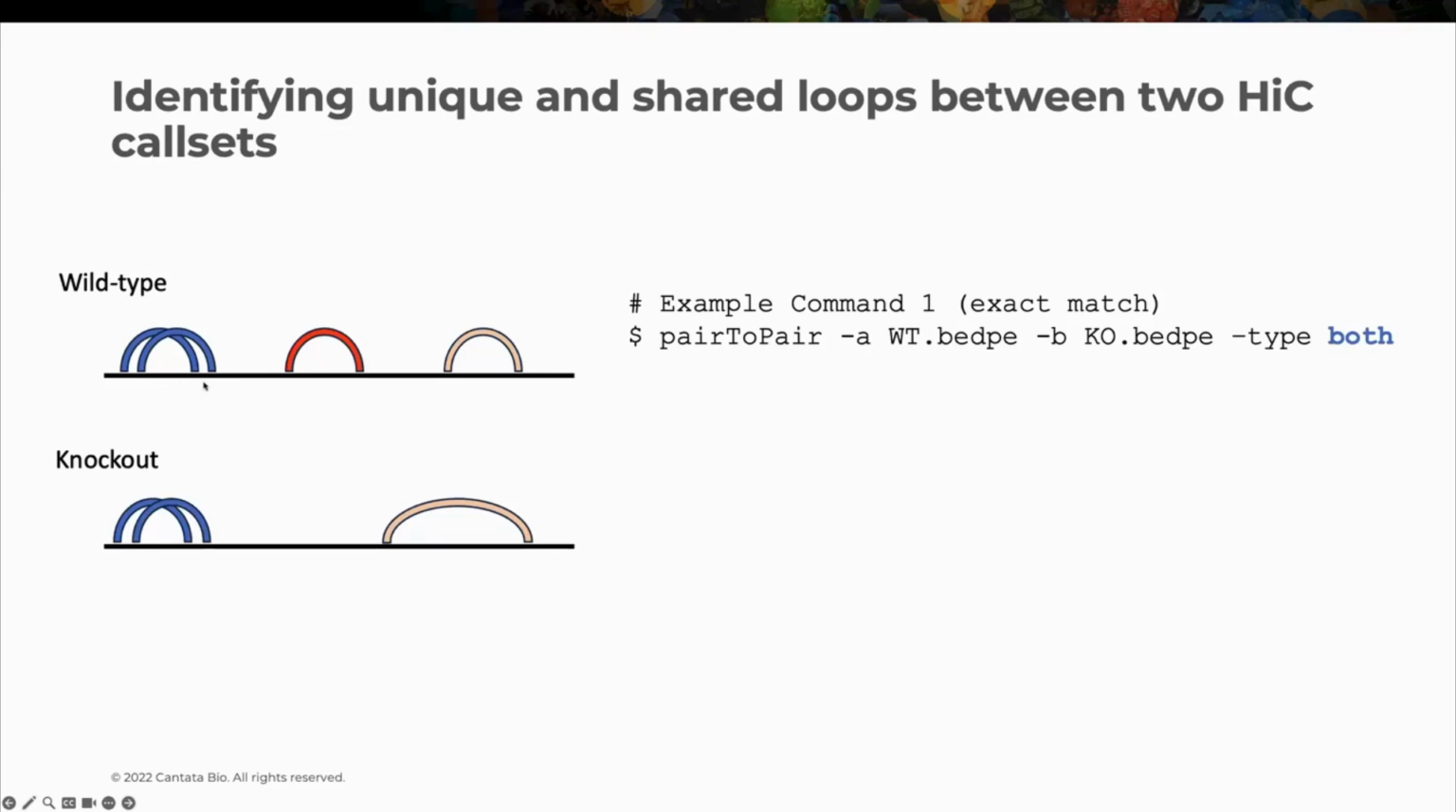Right, so I'll go through a couple of examples of how we can use this command. For example, let's say we wanted to get the loops that are exactly the same. In other words, the left and the right anchor, the left and the right side, are the exact same in your wild type and your knockout.